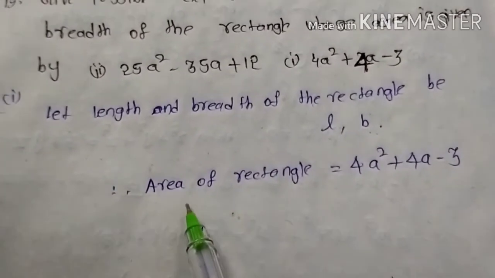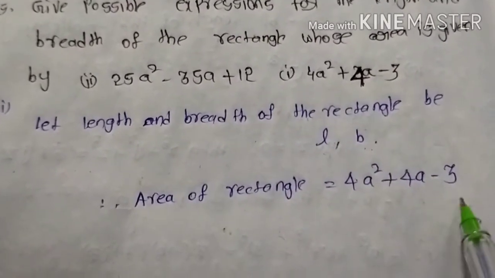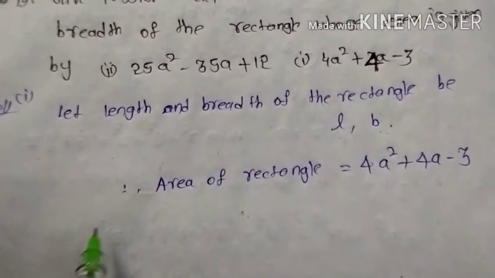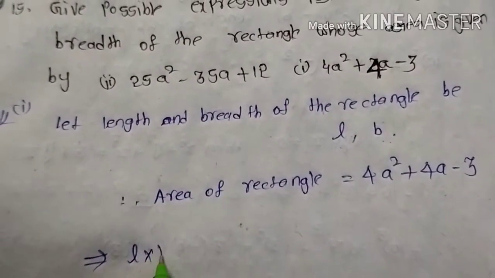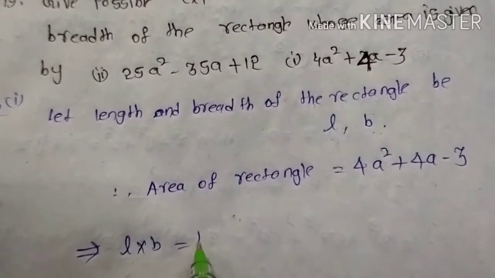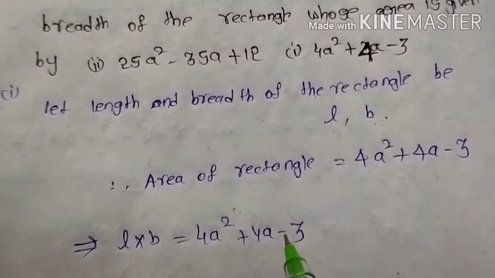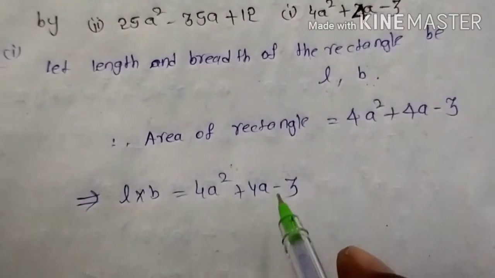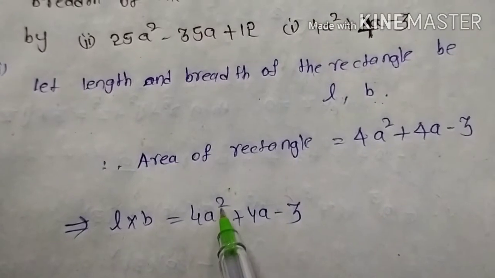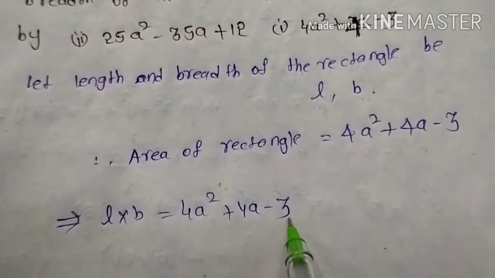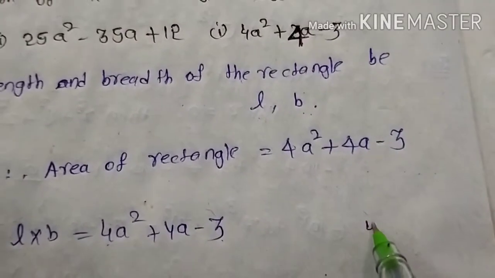You know that they already gave the area of the rectangle as 4a square plus 4a minus 3. What is the area of rectangle formula? See here, the area of rectangle formula is L into B, or not? L into B is equal to 4a square plus 4a minus 3. Once you can see how can we write? First you can multiply the a square coefficient with the constant term. Here 4 into minus 3. How much is it? 4 into minus 3.